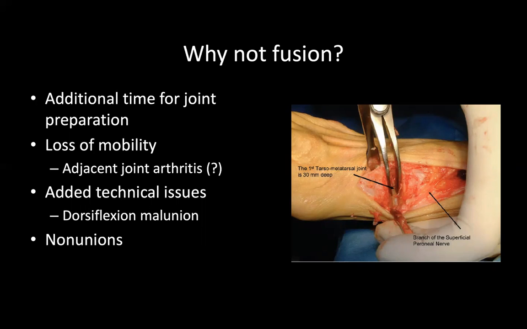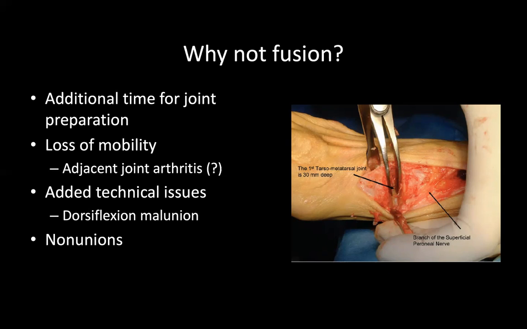So there is sort of an argument for ORIF that, well, if I put the hardware in and then I take it out really early, especially in athletes, then maybe I'll preserve this normal foot motion because there are a few degrees of motion at these joints, and that'll prevent adjacent joint arthritis and all the other things we see with fusions. I think this is a pretty soft argument because there's really not much motion at these joints. And like we said, they're non-essential.